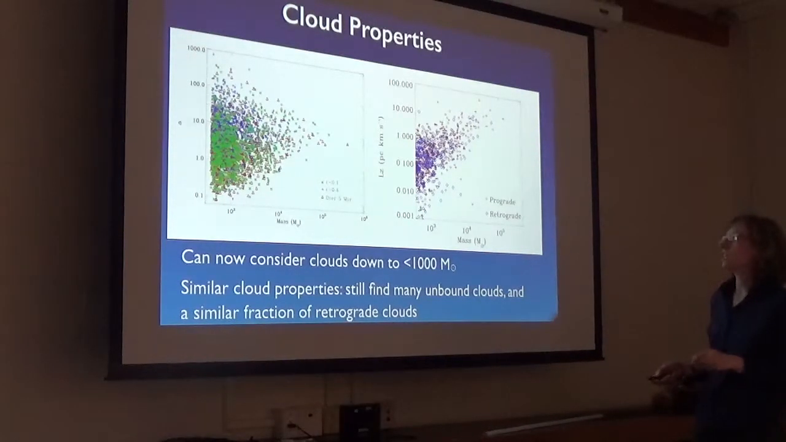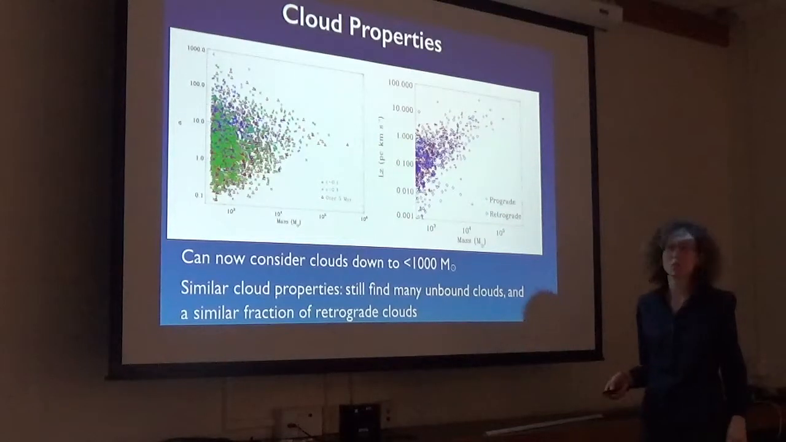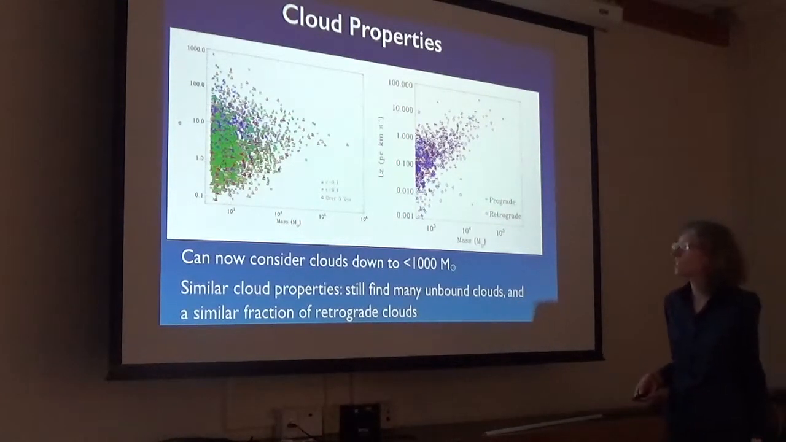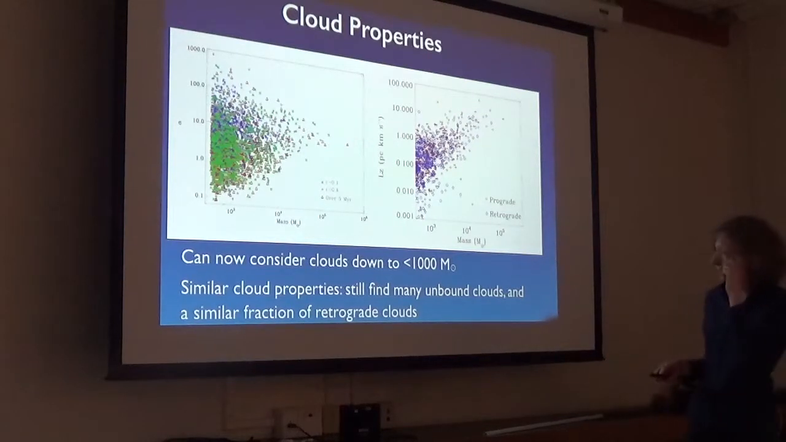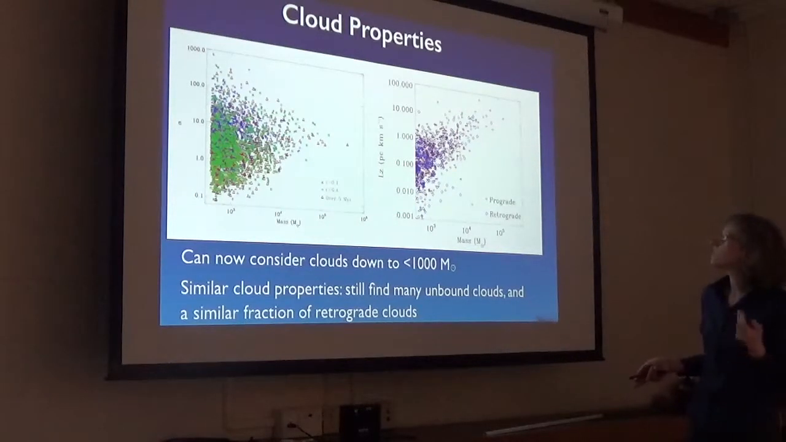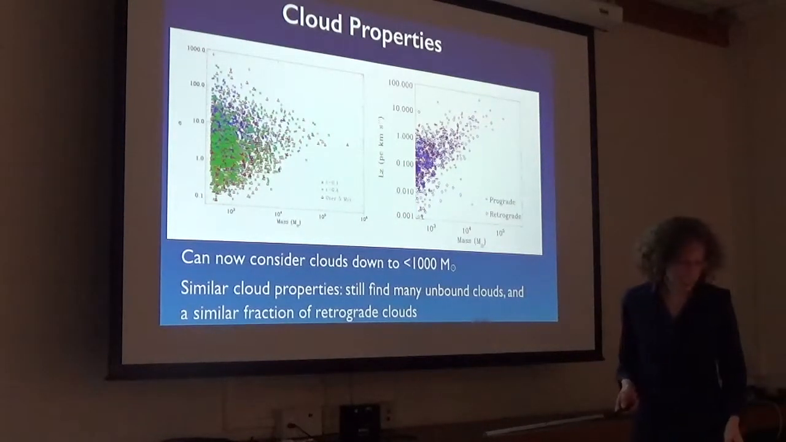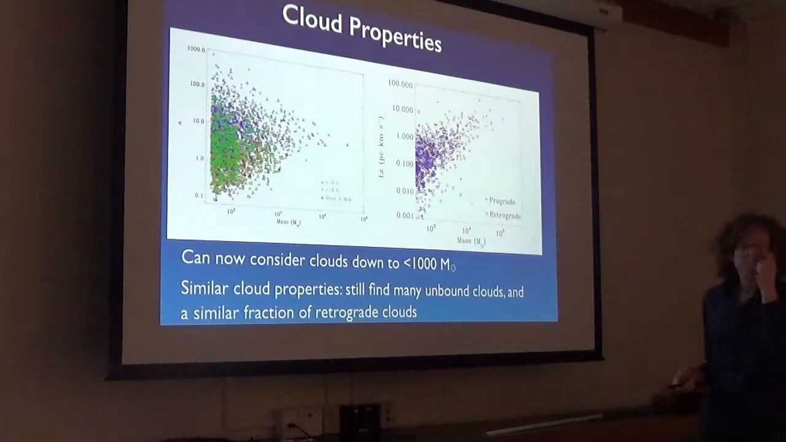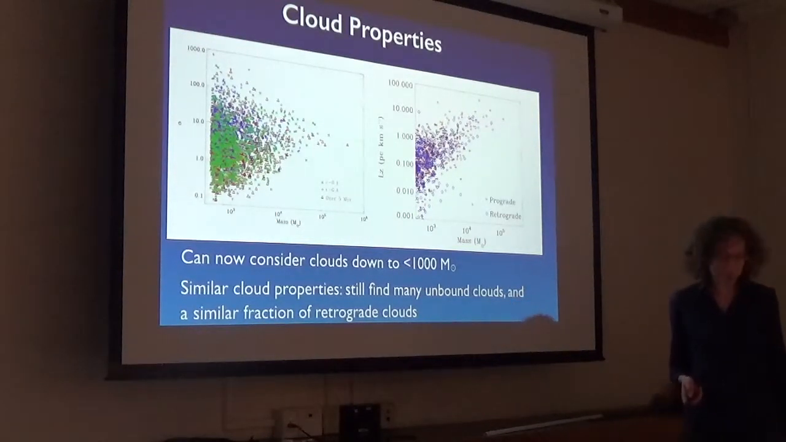I'd say actually the virial parameters were slightly higher, perhaps because we can resolve better the internal velocities in the clouds compared with the galaxy scale simulations. We still find both bound and unbound clouds, and we still find retrograde clouds, and that continues we find for lower mass clouds. Sorry, so that's only at your star formation efficiency? Yes, that's right.